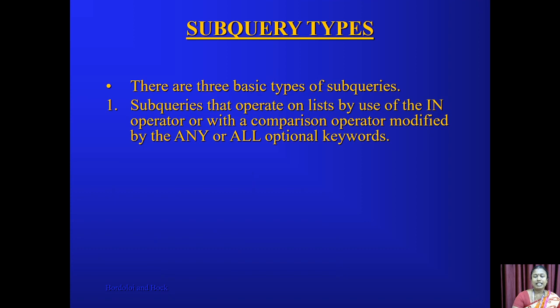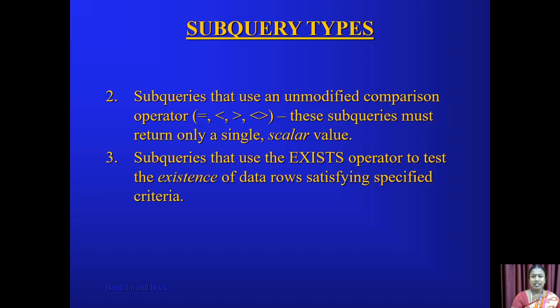Here we can see the types of subquery. Subqueries come in three types. First, subqueries that operate on a list by use of the IN operator, or with a comparison operator modified by the optional keywords ANY or ALL. Then, subqueries that use an unmodified comparison operator. Comparison operators mean equal, not equal, less than, greater than, less than or equal, greater than or equal. Queries like that are evaluated in the second type. The third type uses the EXISTS operator, to test the existence of data rows satisfying the specified criteria.